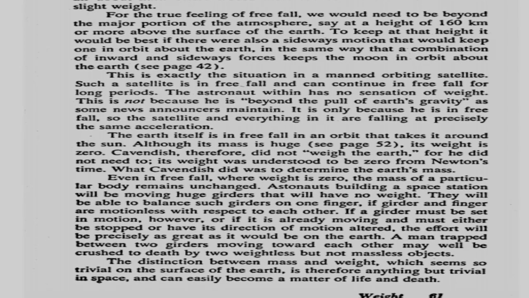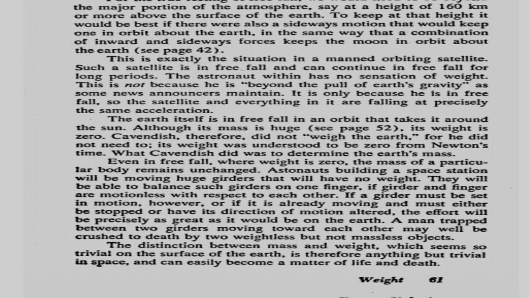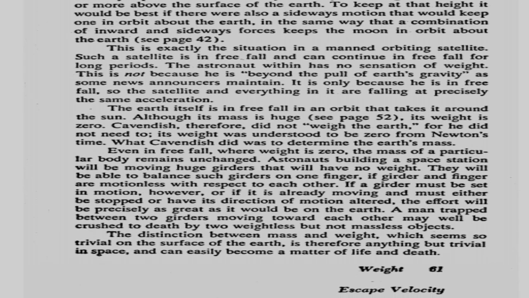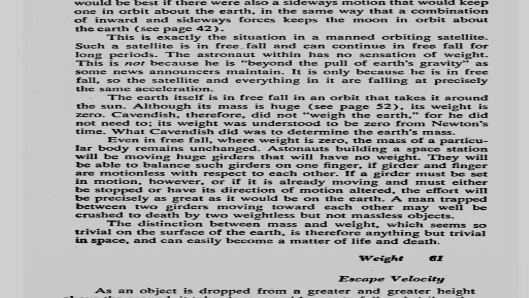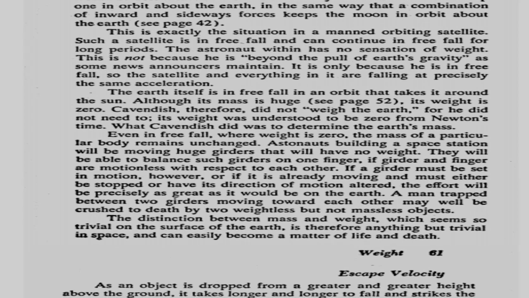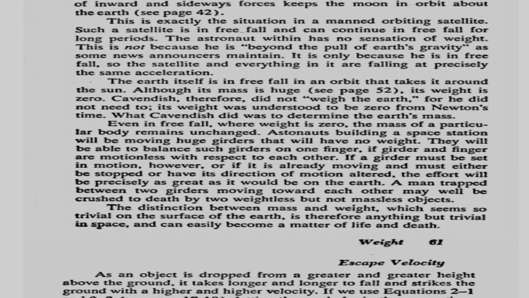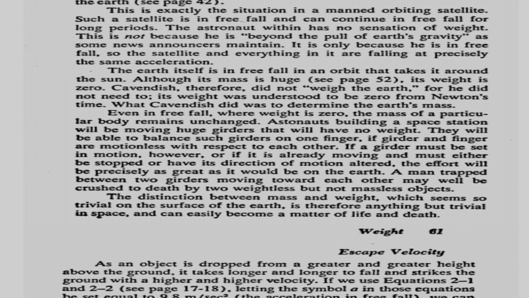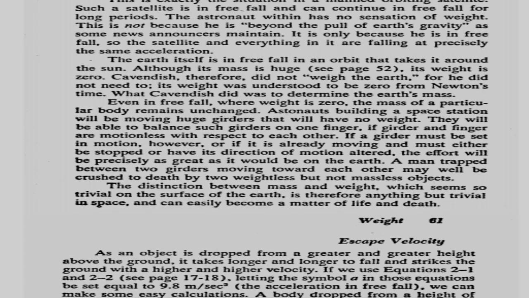Escape velocity. As an object is dropped from a greater and greater height above the ground, it takes longer and longer to fall and strikes the ground with a higher and higher velocity. If we use equations 2-1 and 2-2, see pages 17 through 18, letting the symbol a in those equations be set equal to 9.8 meters per second squared, the acceleration in free fall, we can make some easy calculations. A body dropped from a height of 4.9 meters will strike the ground in 1 second and be moving at the moment of impact at 9.8 meters per second.